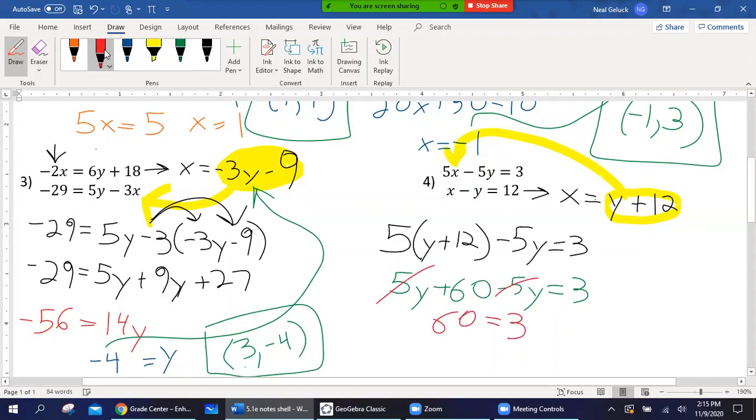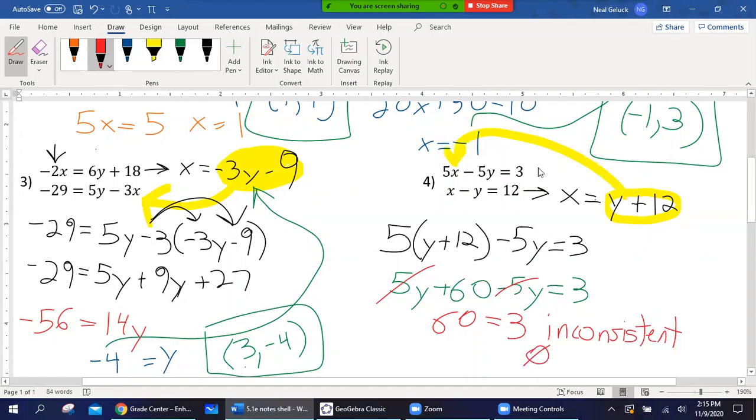This is a special case. That's not true. That means that this is what's called an inconsistent system. All these other ones have been consistent. This one is inconsistent. There are no solutions.